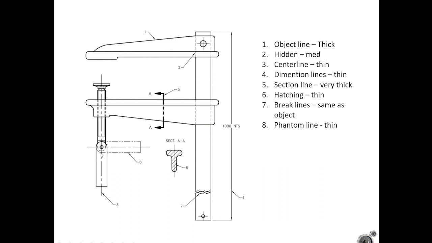And that is a long, short, short, long, short, short. So it looks a little bit like a center line, but we've got 2 shorts instead of 1 short. Those phantom lines are very thin.